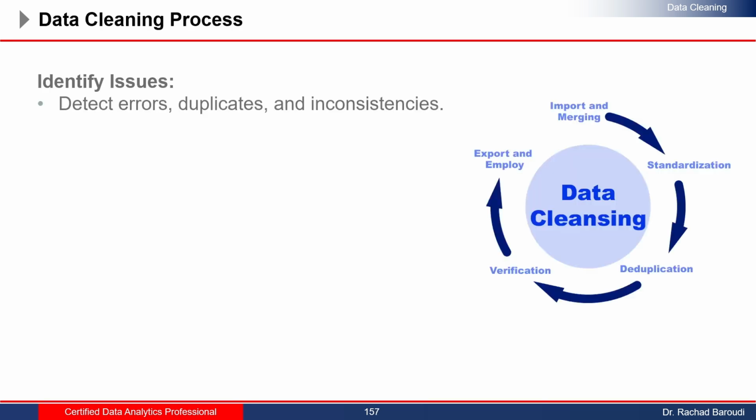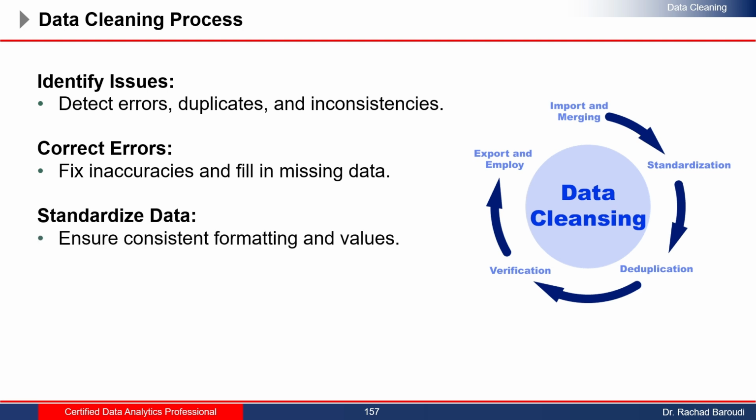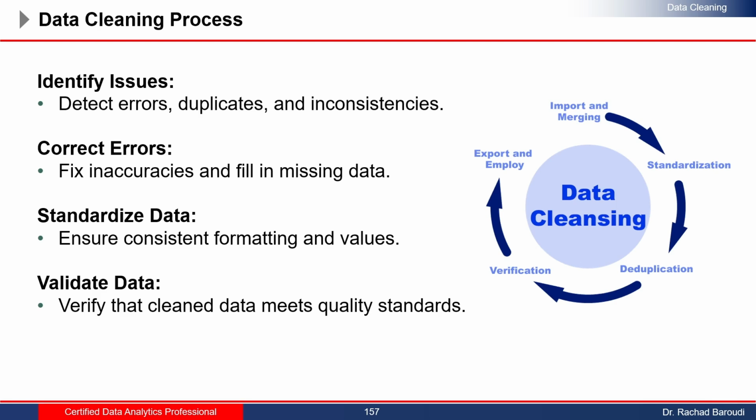Data cleaning process. First, we identify the issues. We detect the errors, duplication is there, inconsistency is there, so we know about it. We put together a list of all the issues. After we know that, then we correct the errors, fix inaccuracies, and fill in missing data. Number three, standardize data. Ensure consistent formatting and values after we decide how the whole new big database will look like. Validate data. Verify that clean data meets quality standards after the fact.